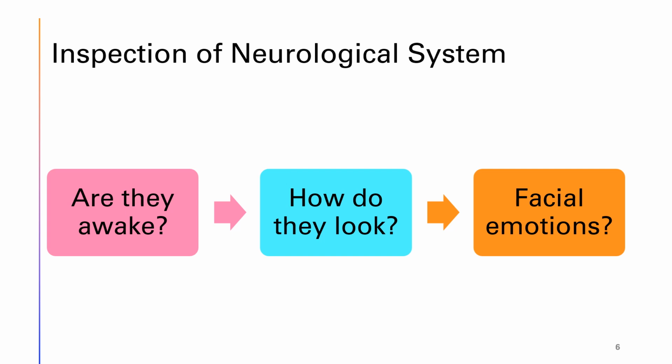What kind of emotions do they have on their face? Are they moving their body? Do they look clean and bathed, or do they look like they haven't showered in a long time? These observations give us clues as to what their neurological system is doing.